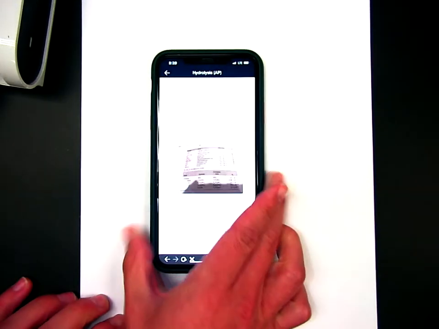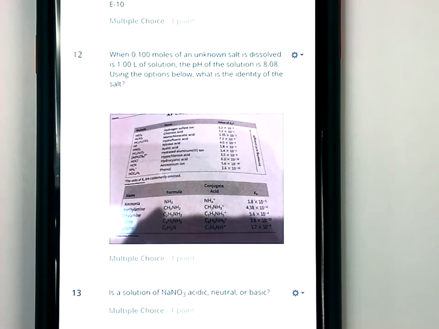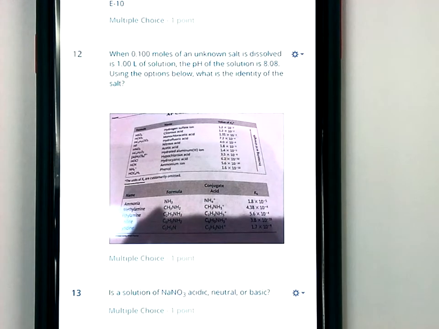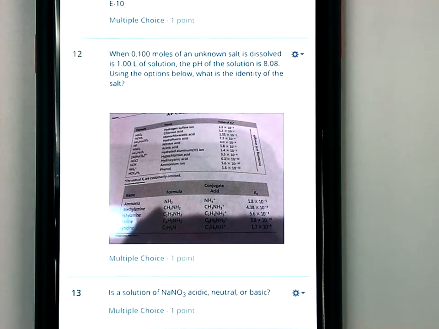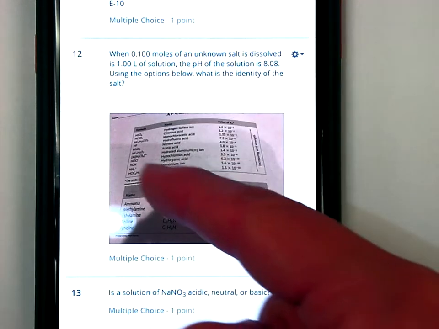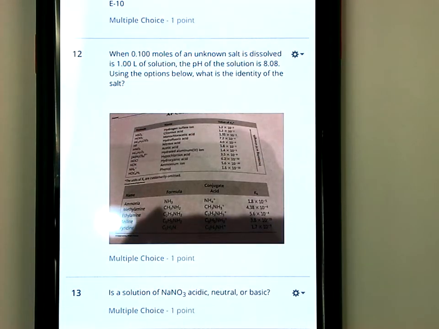We're on the hydrolysis assignment, and we've got a problem here that is kind of annoying, actually. It's the one that's got this image of the textbook, all right? The reason this problem is annoying is because the answer choices include several of these different salts that could each be the answer. So depending on the order that you check each of the salts in is going to determine how long this problem takes.